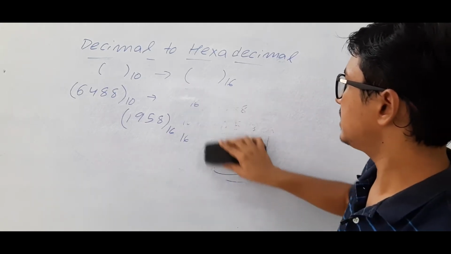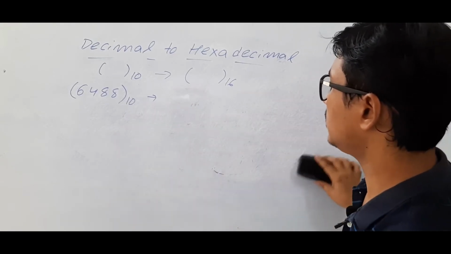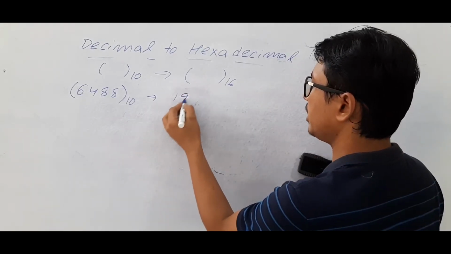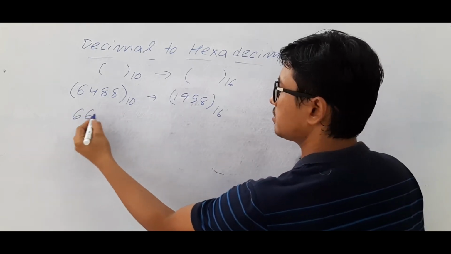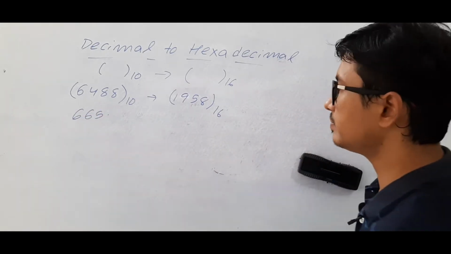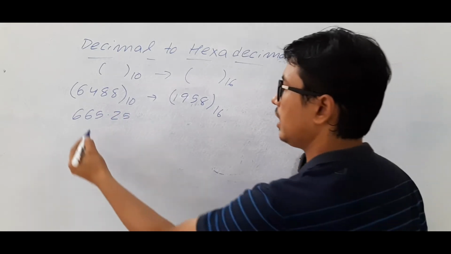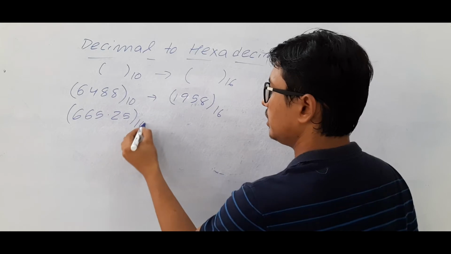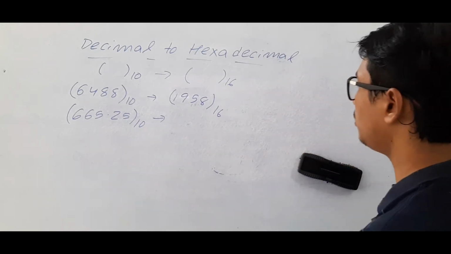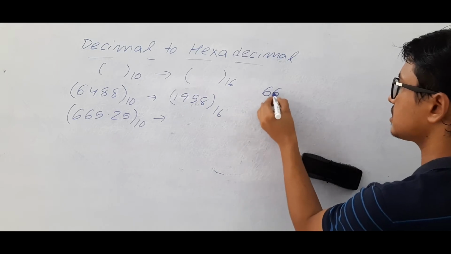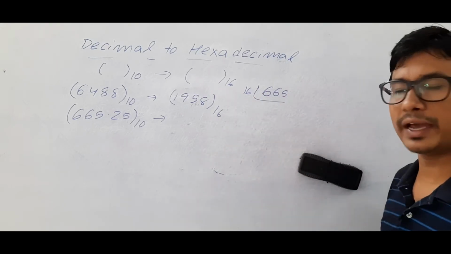Now I will discuss another example for better understanding. So you got 1958 base 16. Now let's take 665.25. I have a base 10 number and I need to convert it into base 16. So how will I do it? I will take 665 divided by 16 because I need to convert into hexadecimal.